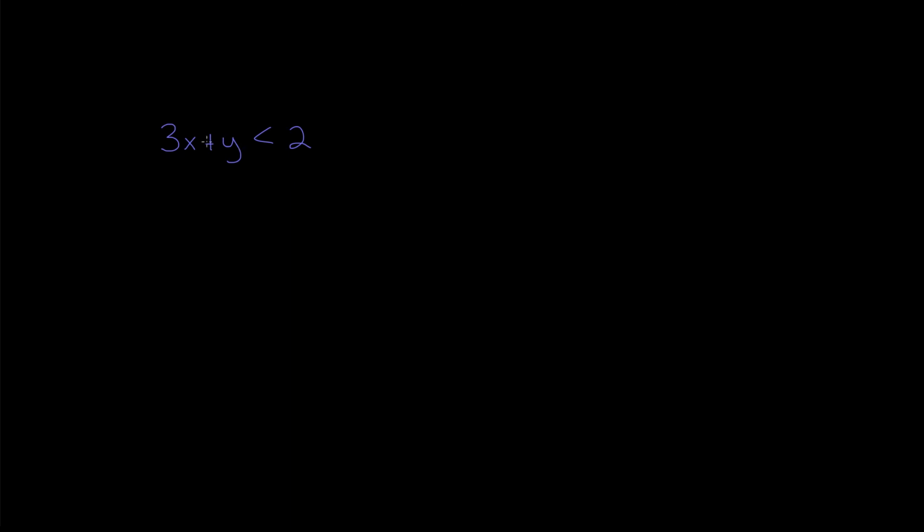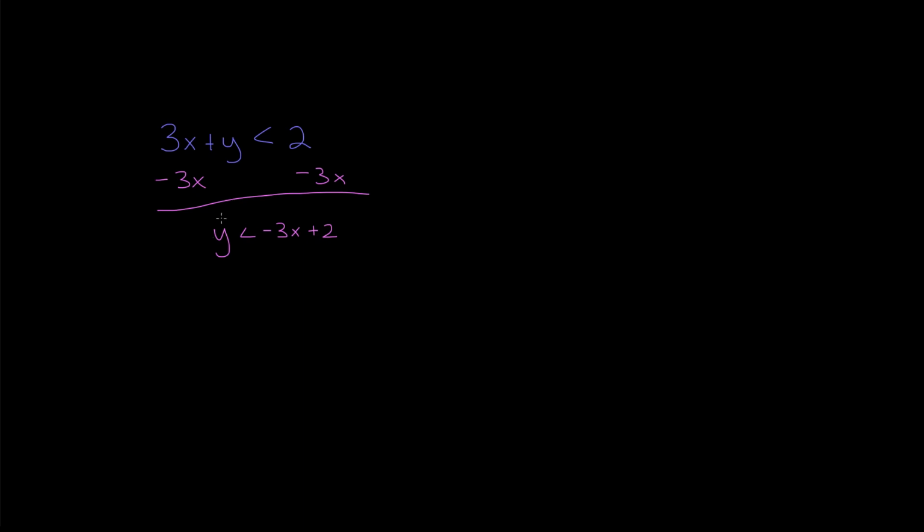So to solve this inequality, we want to solve for the y variable. First of all, to get it into slope-intercept form, we're going to subtract 3x from both sides, and we're going to end up getting y is less than 2 minus 3x, or to make it look a little cleaner, we can say y is less than minus 3x plus 2.